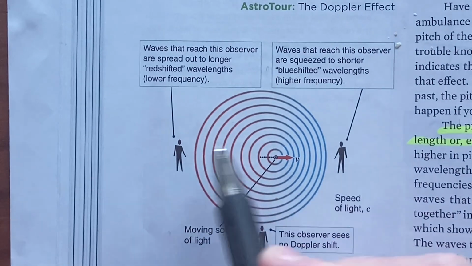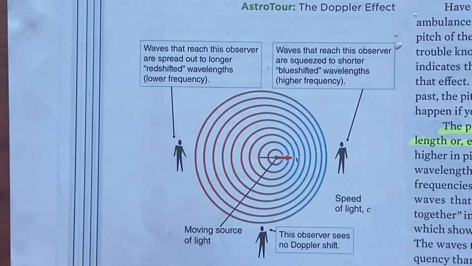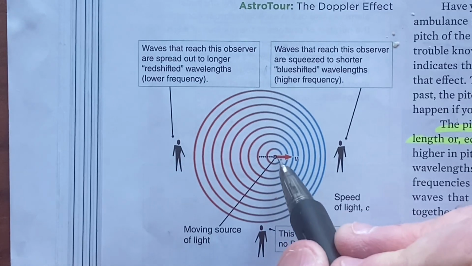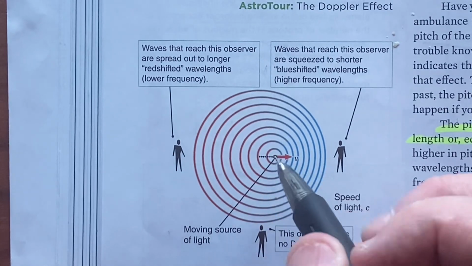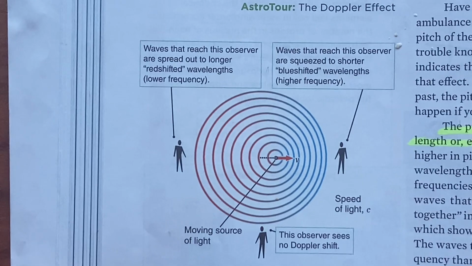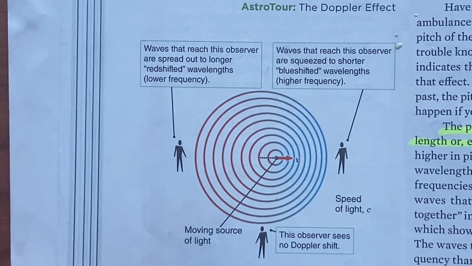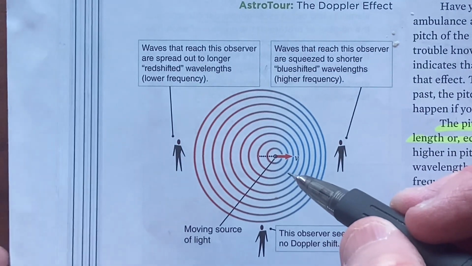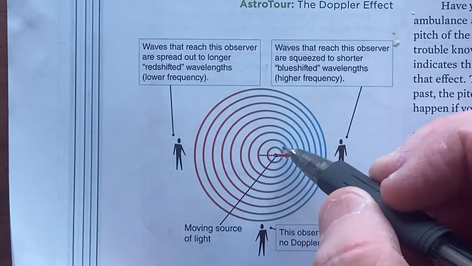So this gives you a sense of how this motion affects the wavelength of the light. And so we can tell the direction in which the object is moving. And in particular, we can tell how fast the object is moving along that direction.